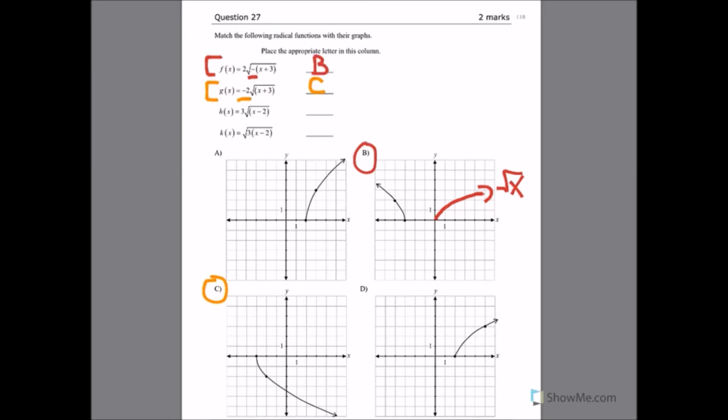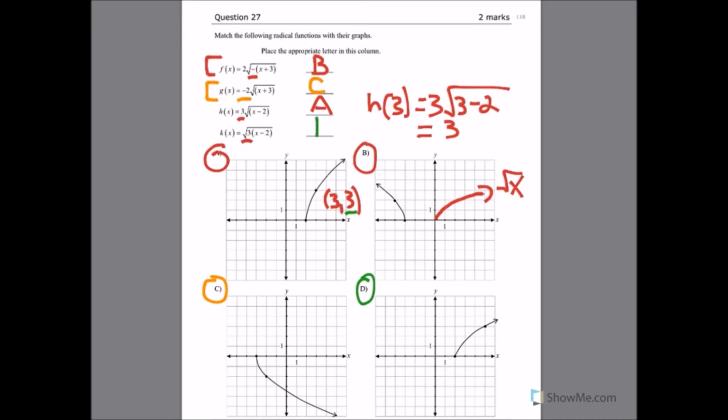Then the next two, one is a vertical stretch by 3, and one is a horizontal compression by a factor of 3. So we should be able to look and see what that looks like. Clearly, A is the vertical stretch, and you can even plug in a point if you want. We've got the point (3, 3) here. If you plug in 3 for x in h, h of 3 equals 3 square root of 3 minus 2, which equals 3, which makes sense that the y-coordinate is 3 here. So that's A, and that leaves this as D.